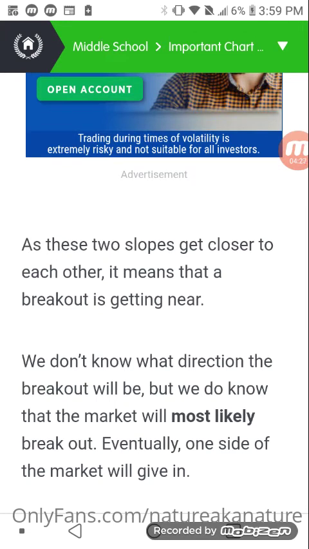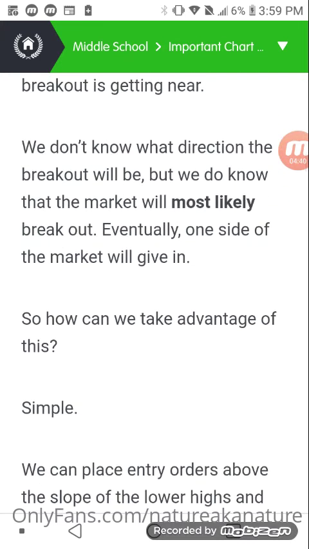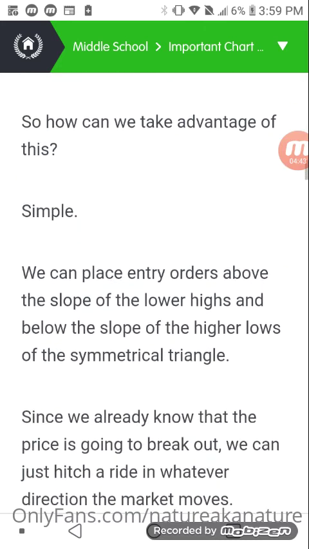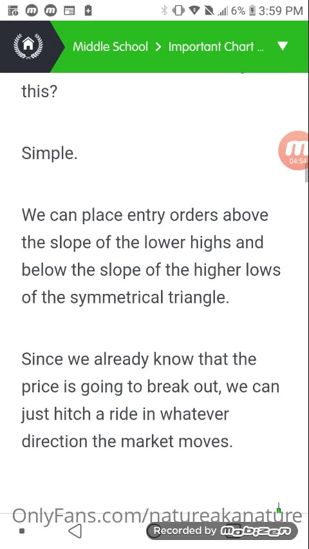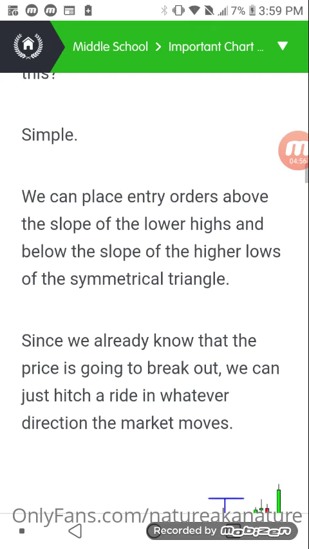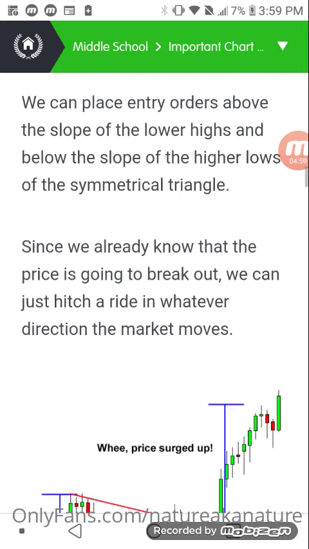We don't know what direction the breakout will be, but we do know that the market will most likely break out eventually. One side of the market will give in. So how can we take advantage of this? Simply, we can place an entry order above the slope of the lower highs and below the slope of the higher lows of the symmetric triangle. Since we already know that the price is going to break out, we can just hitch a ride in whichever direction the market moves.